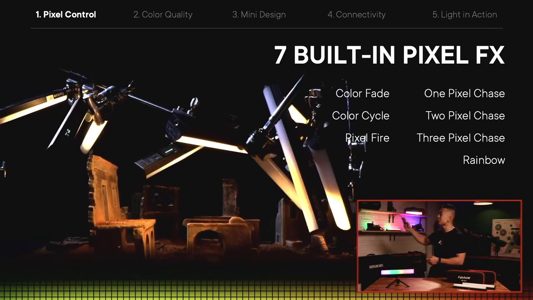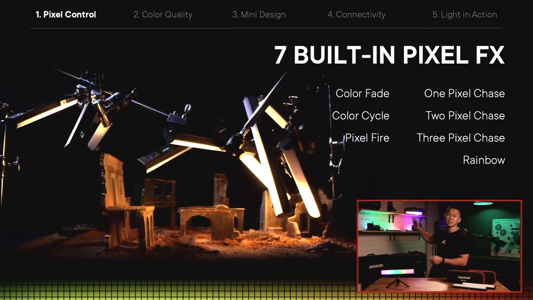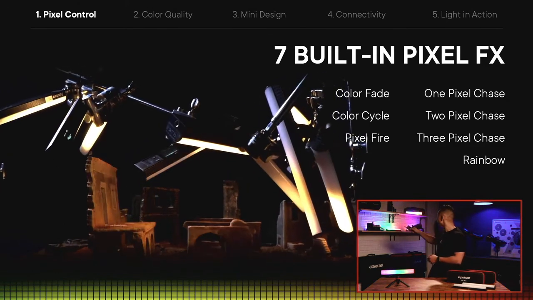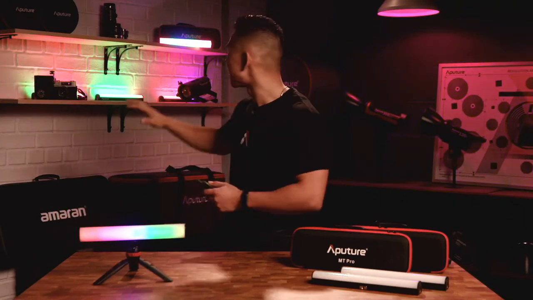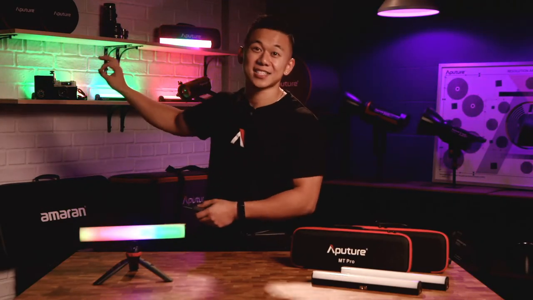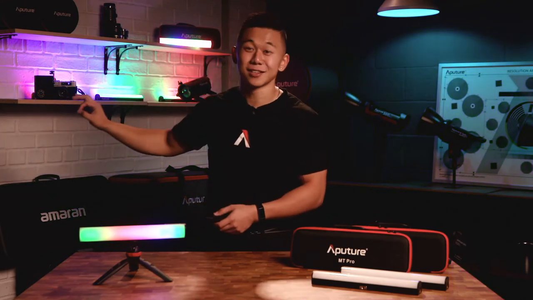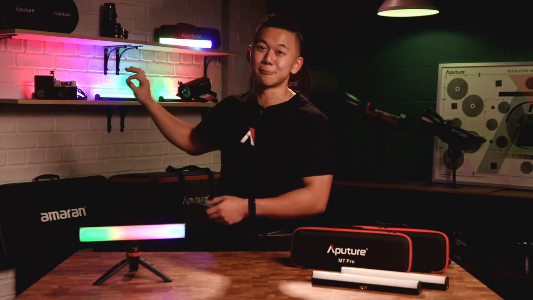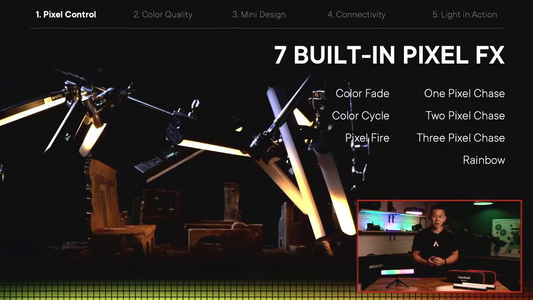You can actually see color fade and color cycle in action in some of the MT Pros that Alec programmed right here in the back. To show you how versatile the MT Pro is, we didn't have to set everything up in DMX to do this. We didn't even have to use Citus Link. We did this all on the back of the MT Pro, just using the manual controls. And that's the benefit of pixel effects.